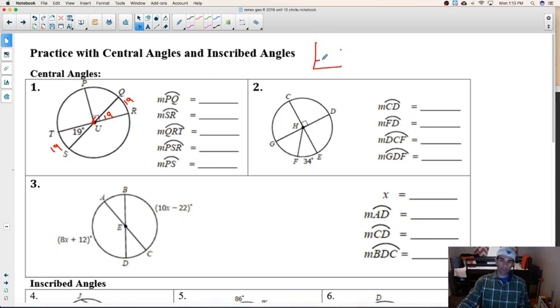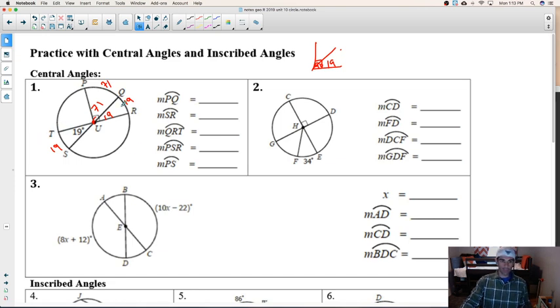Remember that when you have this little symbol here, it's talking about 90 degrees. So I knew that one of those angles was 19, so if I subtract 19 from 90, you're going to get 71, which means that this arc here would also be 71.